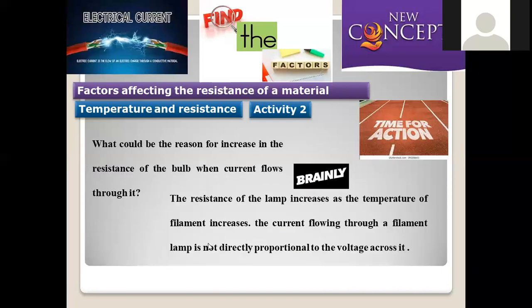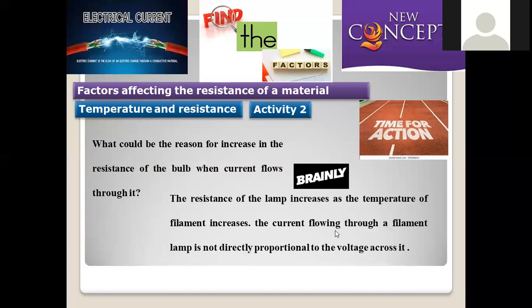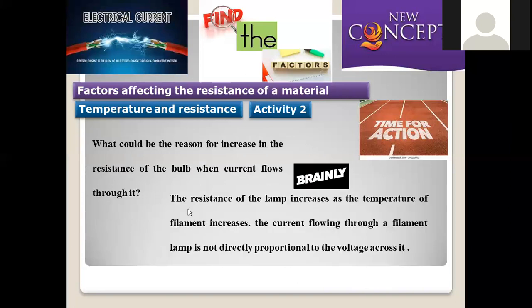Here, what could be the reason for that? What could be the reason for the increase in the resistance of the bulb when current flows through it? Why is the initial resistance lesser? After a time interval, it gradually increased. Then, can you explain the reason: as time passes, what happens? Resistance also increases. This is the activity we are going to perform.